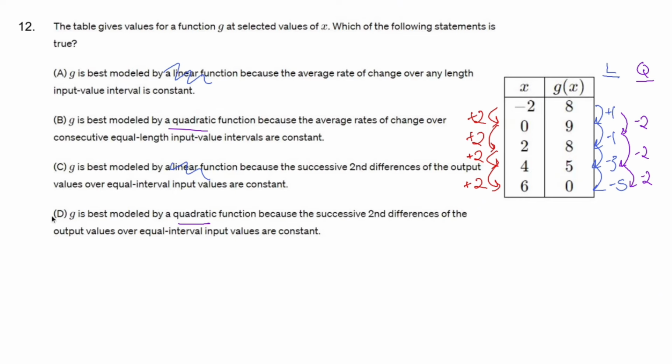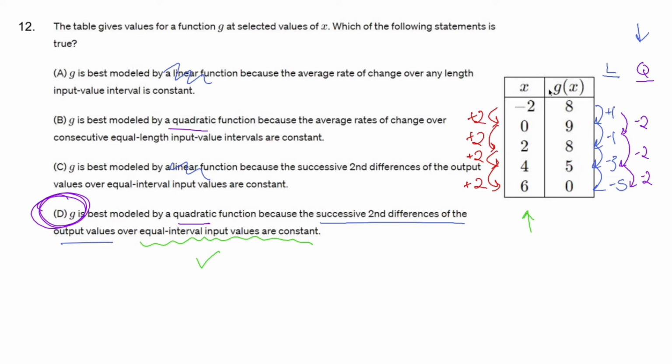Now, it's D, but if you're looking at two phrases that you don't like, here's phrase number 1. Equal interval input values. That is these guys. Since these change by the same exact amount, or the same number is added every single time, that is the definition of equal interval input values. Okay? And that's constant.